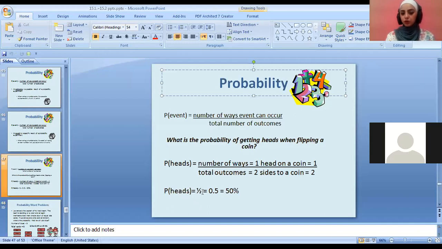Now the 1/2, you can write it as a decimal, like 0.5, which is already half. And you can write it as a percentage, like 50%, which is already half. Any of those 3 answers is correct.